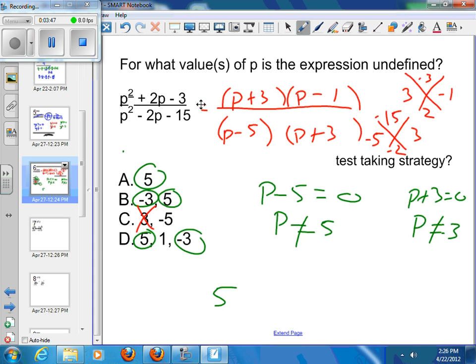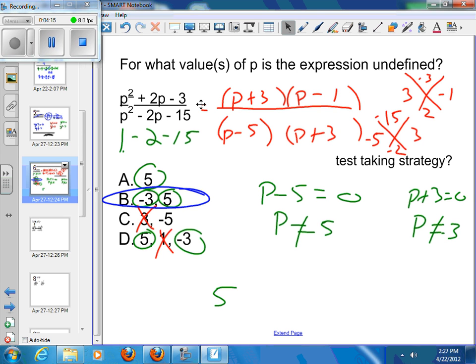Since that one doesn't work, I don't need to check the negative 5 because I've already eliminated C. The only other one I need to check is the D with that 1 to see what the 1 does. So 1 squared is 1, and 2 times 1 is 2, and then minus 15, and that definitely does not work either. So the best answer, although A does have a correct answer, it doesn't have all of the right answers. So my answer again would end up being B here.